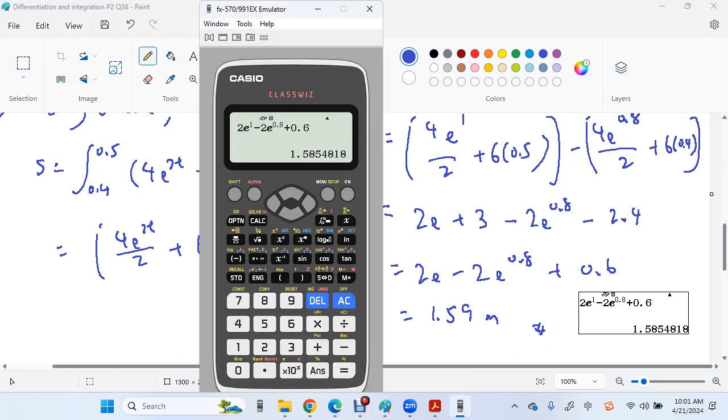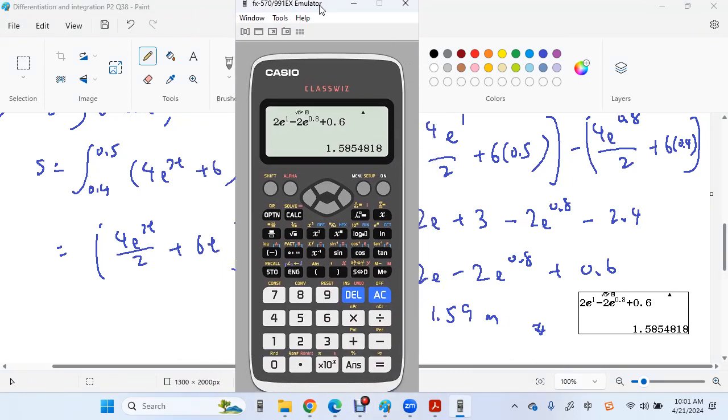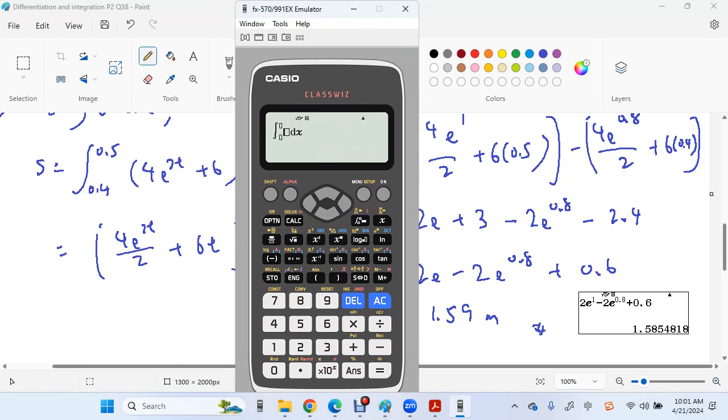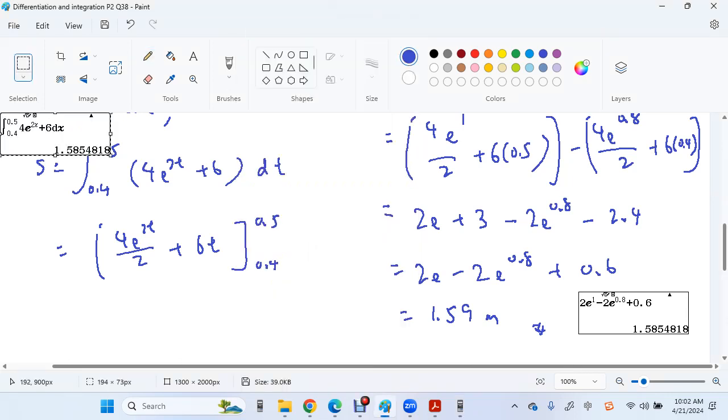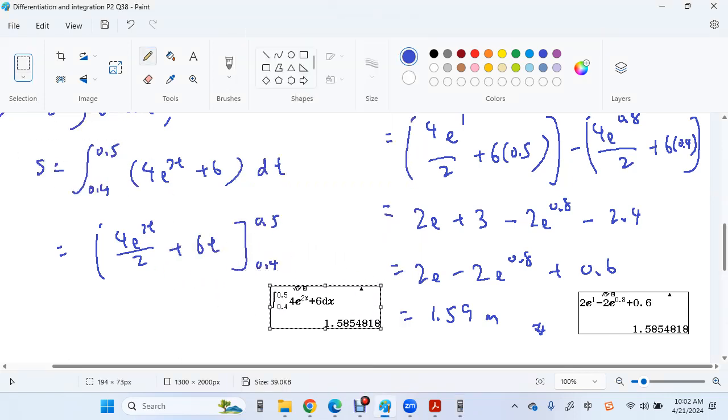We can check the answer using a calculator. So we just do the integration for 4e^2x plus 6 from 0.4 until 0.5. Then we get the same answer here. So correct. Yes.